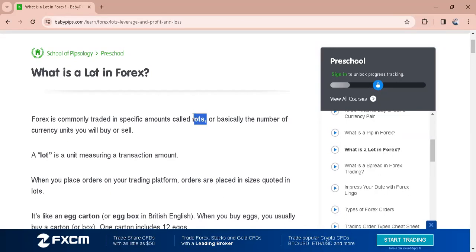And that risk, or whatever we will call it, the leverage we use to take our trade, is called a lot. So a lot size is a unit measuring a transaction amount.